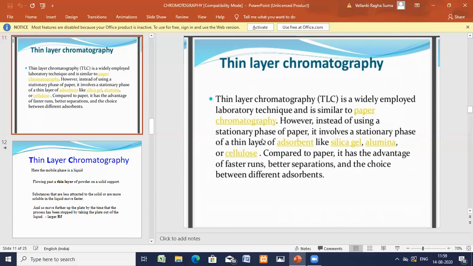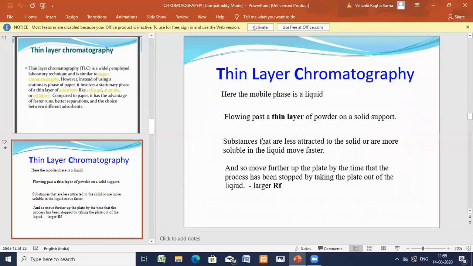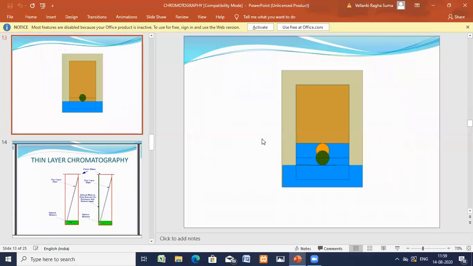It is a sensitive process. Well-defined spots are observed. Preparation is almost very easy. The stationary phase is chemically inert. There you can see the column. In that column, on adding, this is how you get the RF values.